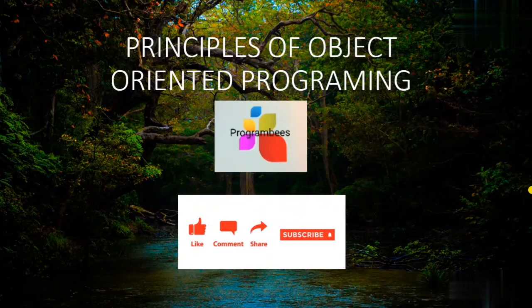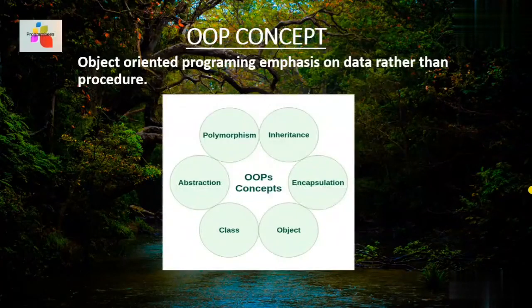To know the principles of object-oriented programming, first of all you have to know the concept of an object-oriented programming language. Object-oriented programming language emphasizes data rather than procedure. That means the data security must be high here, so the data are bound with a particular function, so it cannot flow freely from one function to another, but all the functions can communicate with each other. For this security purpose, the principles are generated. The principles are class, object, abstraction, encapsulation, polymorphism and inheritance.